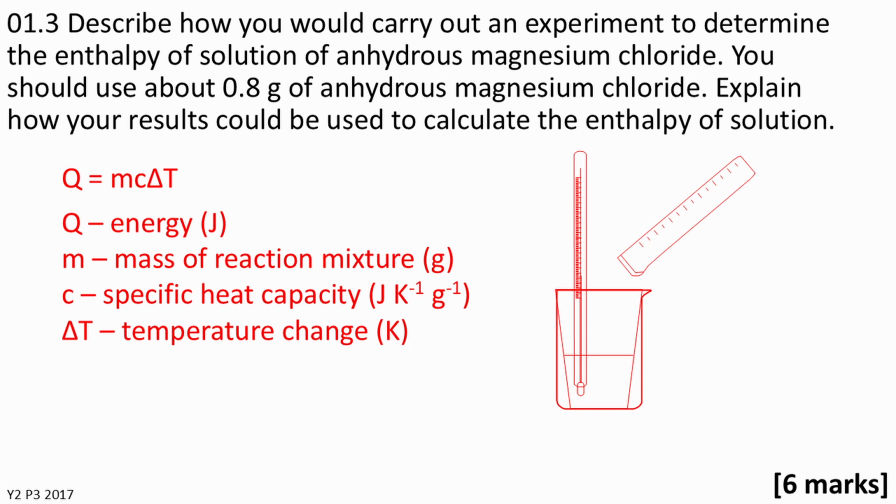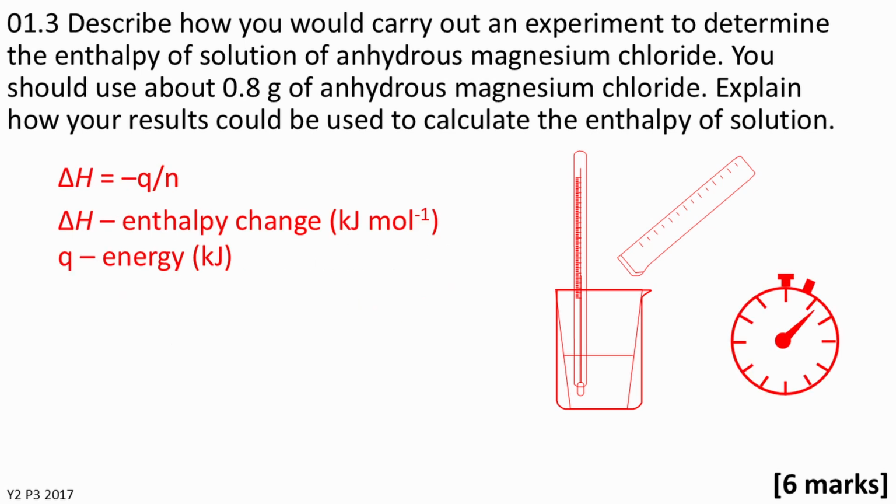The energy change, Q, is equal to mc delta T, where m is the mass of the reaction mixture, c is the specific heat capacity of the reaction mixture, and delta T is the temperature change. The enthalpy change is given by minus Q divided by n. Enthalpy change is often given with units of kilojoules per mole. It is necessary to convert joules to kilojoules, and I've highlighted this by changing uppercase Q to lowercase q.